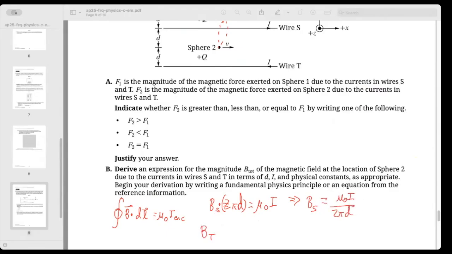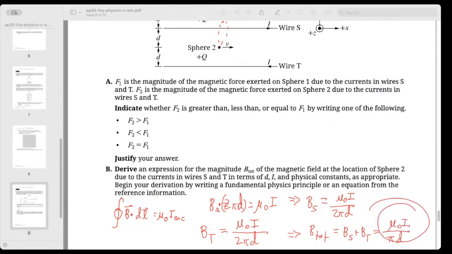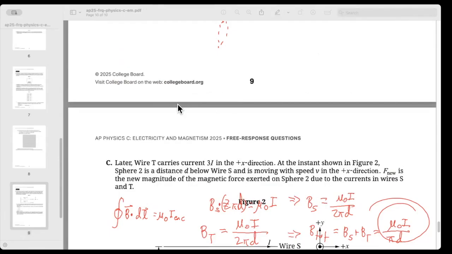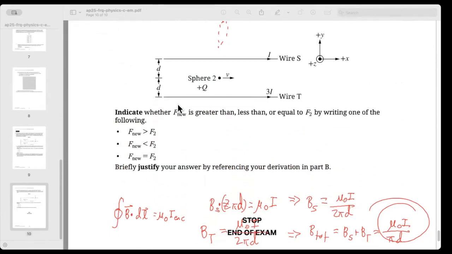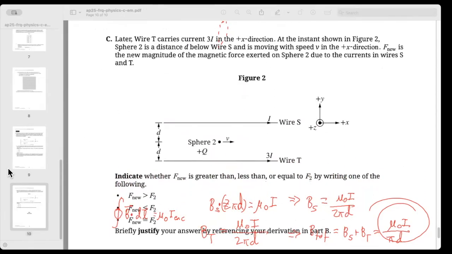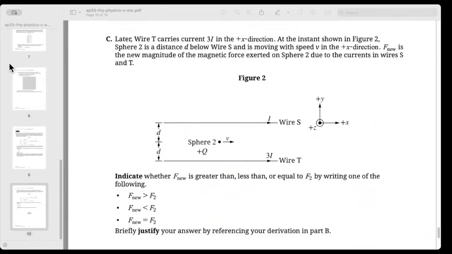Do the same thing with wire T. It's literally going to give you the same thing because it's the same enclosed current and same distance away. And like we said, the total magnetic field is just equal to the sum of both of those then. So you're going to get mu naught I over pi d. Yeah, there you go. And later, okay, one more thing and then that's the end. All right, Brett, this was quicker than the mechanics exam.